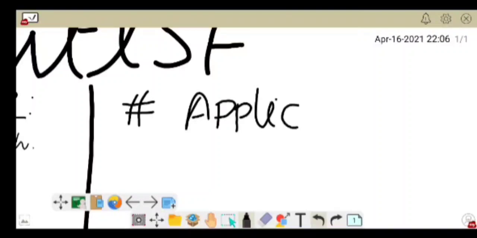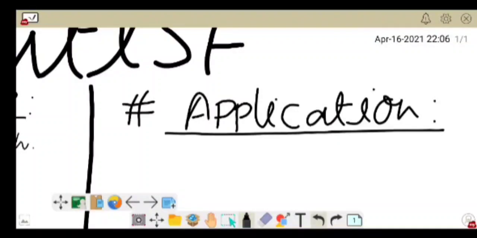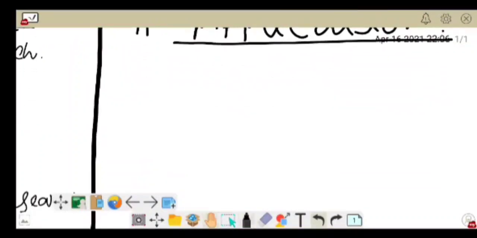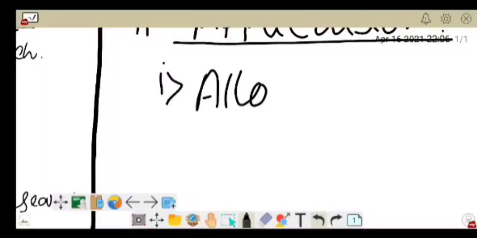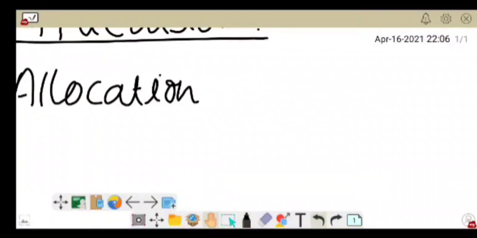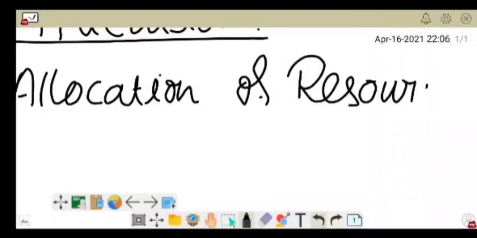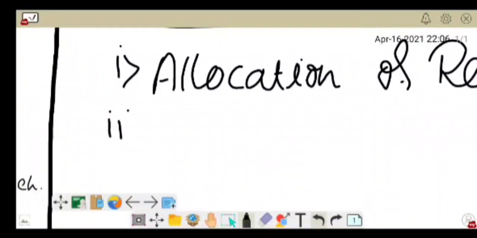Okay, so in the next point, I am going to discuss applications in reality. What kind of applications are there in this chapter? Number 1, allocation of resources.